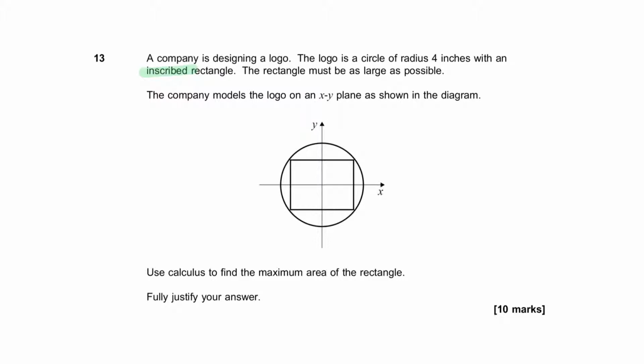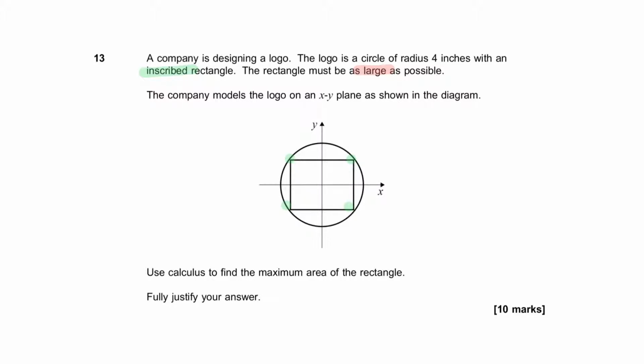Great. The logo is a circle of radius 4 inches with an inscribed rectangle. Okay, so inscribed means that all 4 vertices of that rectangle must lie on the circle. The rectangle must be as large as possible. Large is a bit vague. We don't know if that means extra wide or perimeter or area, or who knows. We'll wait and see.